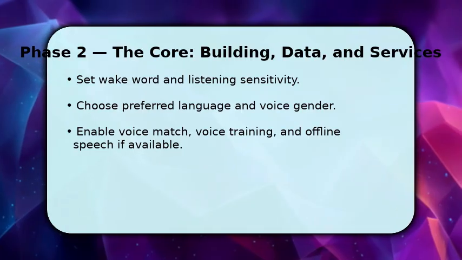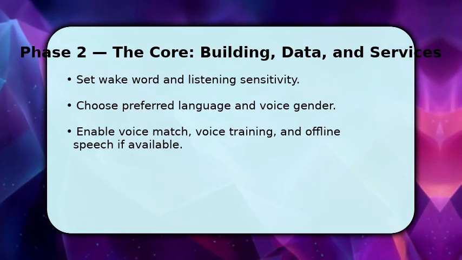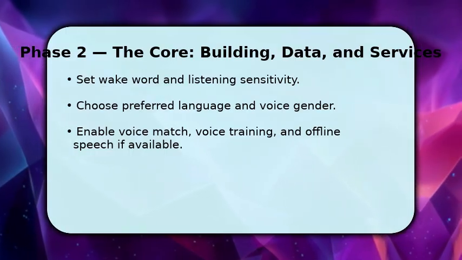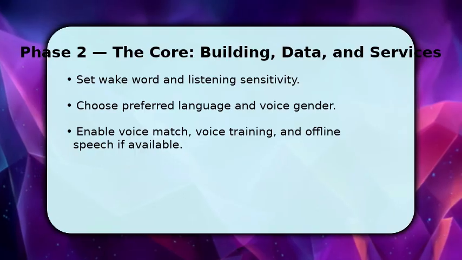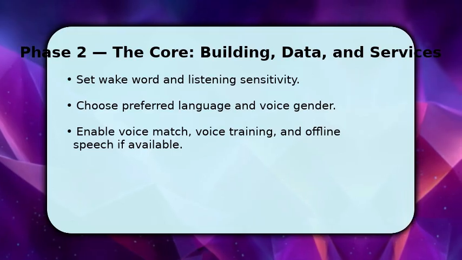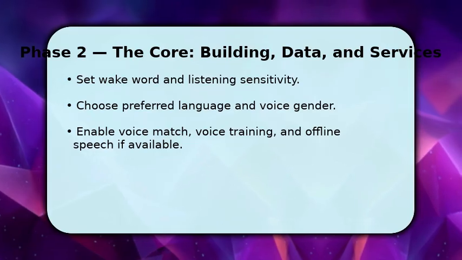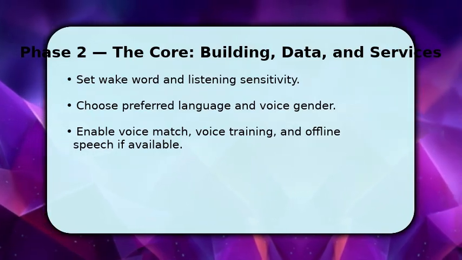Choose your wake word and adjust listening sensitivity so false triggers drop. Then select Language and a Voice option. You can pick regional accents to improve recognition. Make sure to run voice match or training so the Assistant recognizes your voice. This improves accuracy. Also enable offline speech packs if offered to speed recognition without network lag.